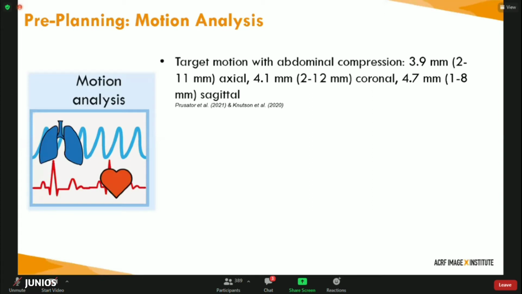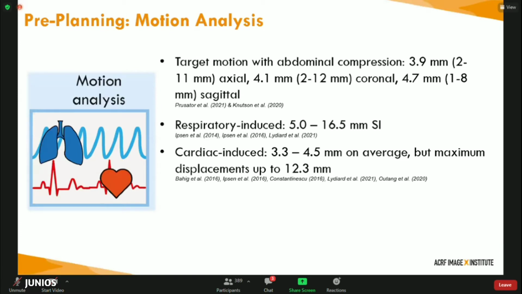One group reported that motion from respiratory-gated 4D CT with abdominal compression was on average 3 to 5 mm in each 2 dimensions, but could be up to 12 mm. Target motion characterization studies have reported respiratory motion in the range of 5 to 17 mm and cardiac-induced motion to be on average below 5 mm, with maximum displacements up to 12 mm.